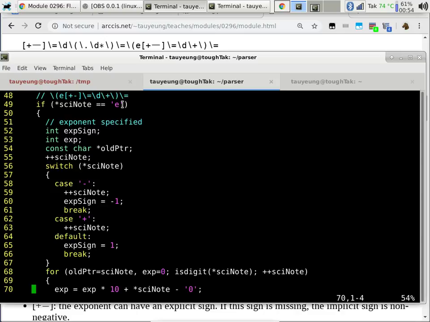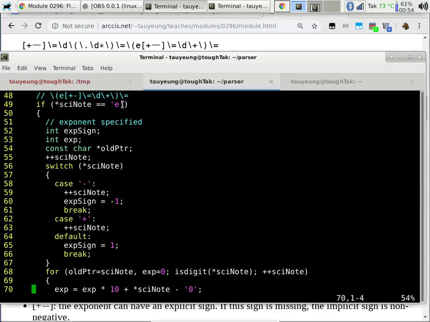If it's a negative symbol, I remember the exponent's sign is -1. This time it's not 0 versus 1 because later I use it for multiplication. If it's a plus, I remember the exponent sign is 1, because once again I use it for multiplication purposes, and so it's useful to have it as -1 or 1. Is that okay? What if the sign is not there?